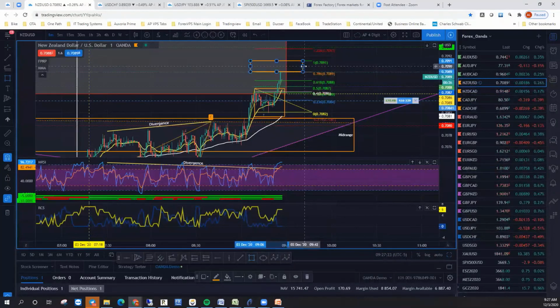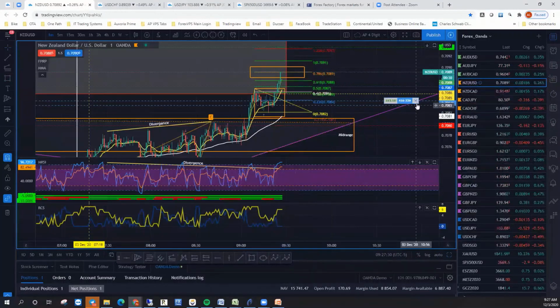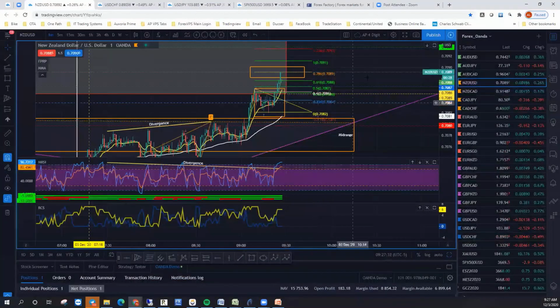This is the target. And oftentimes what I'll do is make that and bring it down about halfway, which is right where it's at right now, and say thank you very much, and I'm out of my trade. So I took the trade.